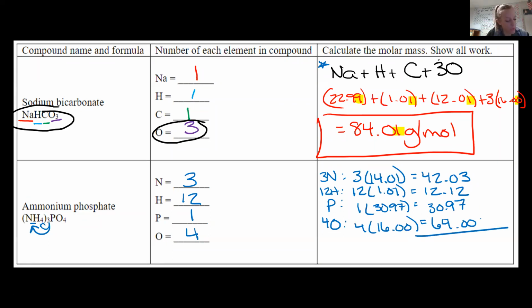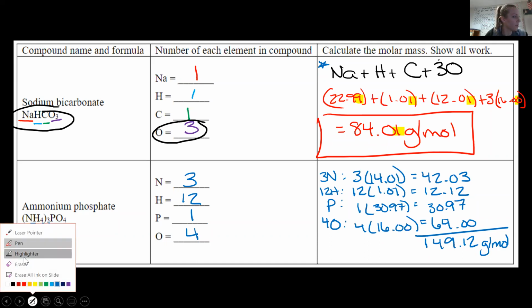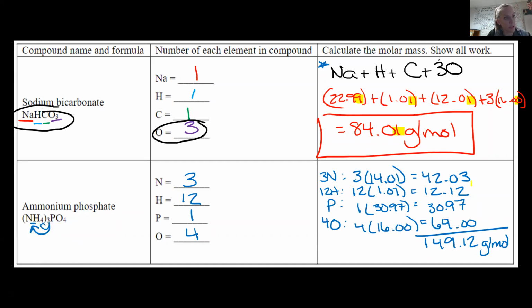So when we add all of them up, we end up with 149.12 grams per mole. We have to put that down, right? The reason we kept 2 past the decimal is because this is addition, which means we keep the last decimal place they had in common. We couldn't do more because then we'd be pretending to be more accurate. We couldn't do less because we'd be pretending to be less accurate.